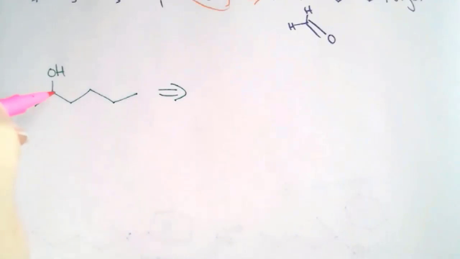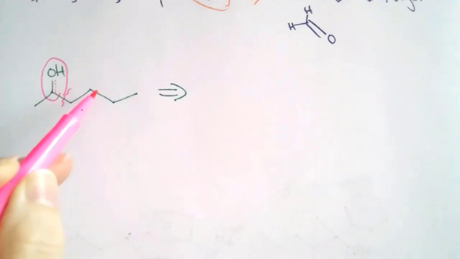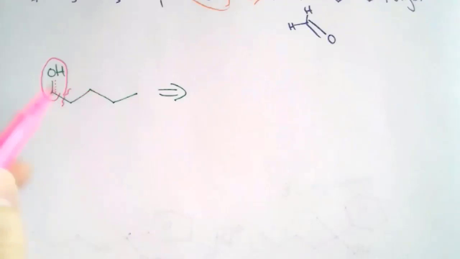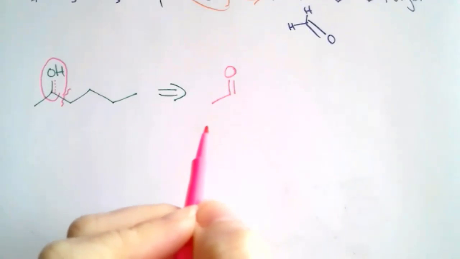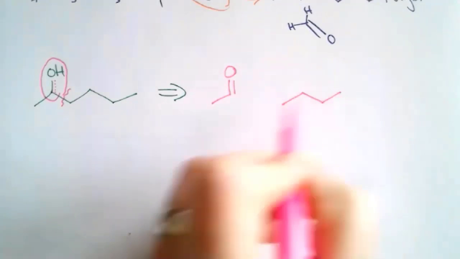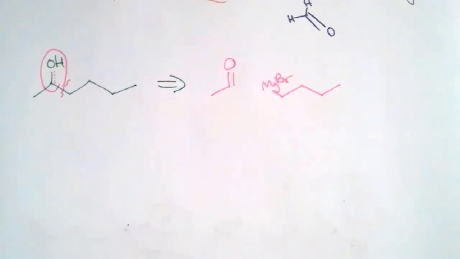Start by circling the alcohol carbon. And you can imagine that that used to be a carbonyl. You're going to break one of the bonds on either side and turn the not alcohol side into the Grignard and turn the alcohol side into the carbonyl. So I could imagine a 2-carbon aldehyde being attacked by a 4-carbon Grignard.